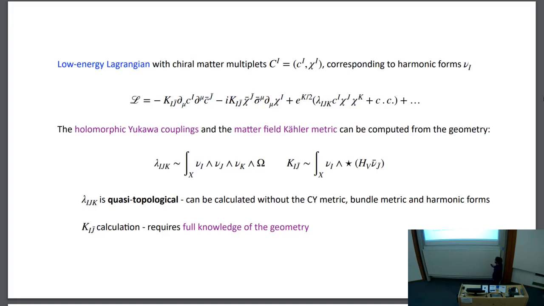This Kij is computed as an integral. Again, you have the nus, these harmonic forms. You have the Hodge star operator, which involves the metric on the manifold. You have the bundle metric, so you need to have full knowledge of the manifold, of the bundle, and the bundle-valued harmonic forms. For the holomorphic Yukawa couplings, you don't need the actual harmonic representatives, so they are quasi-topological quantities. However, for these normalization quantities, you need knowledge of everything.